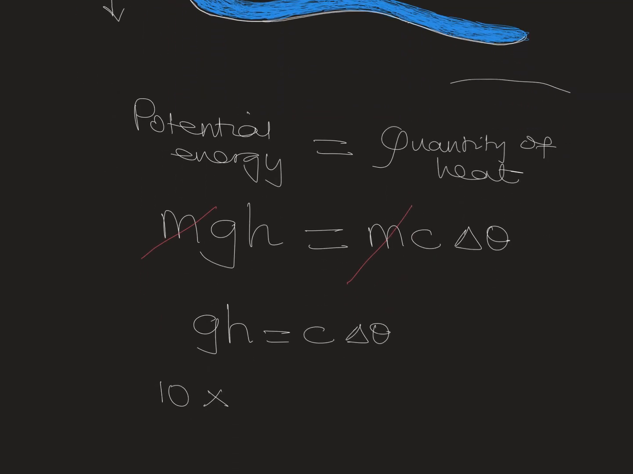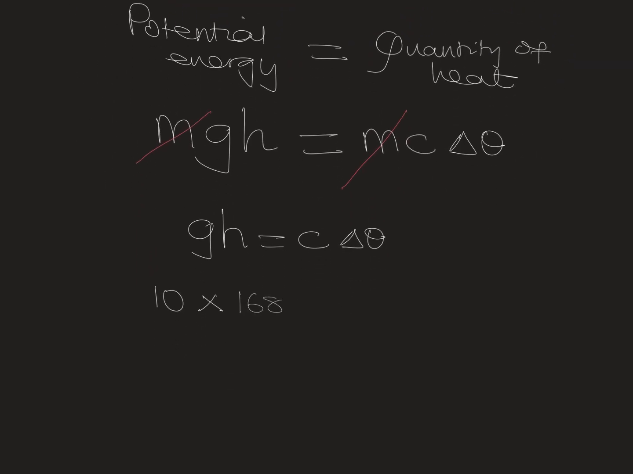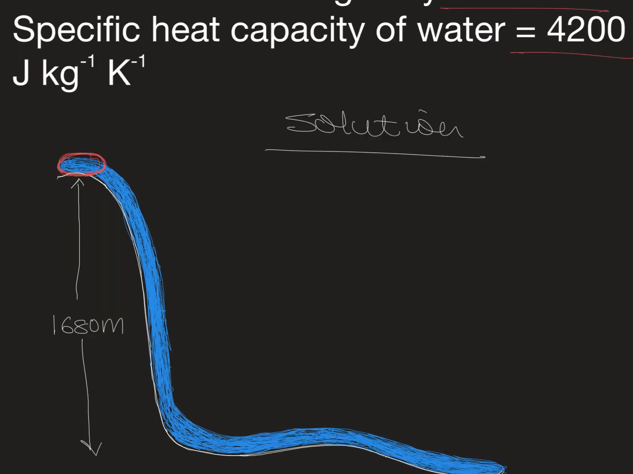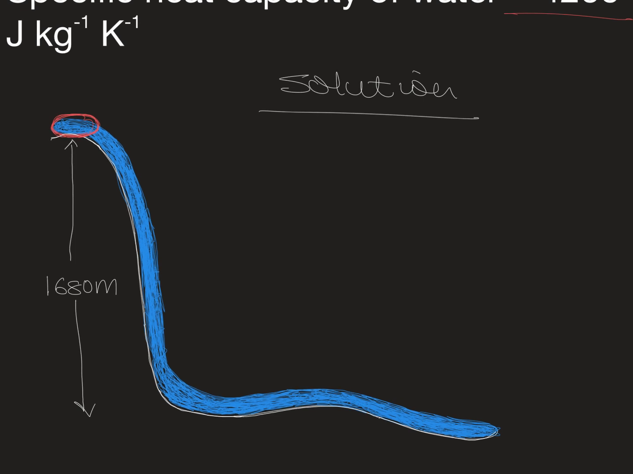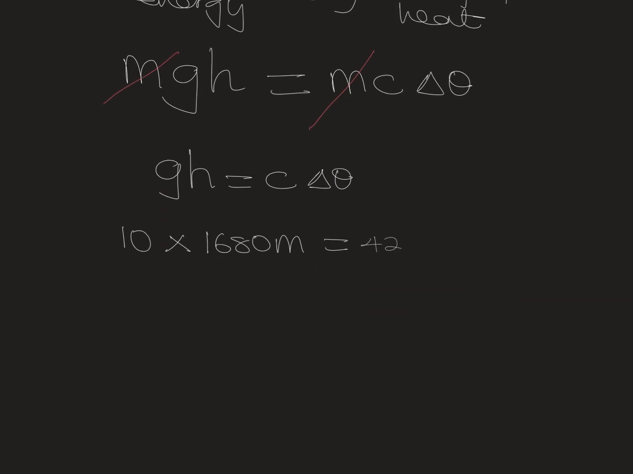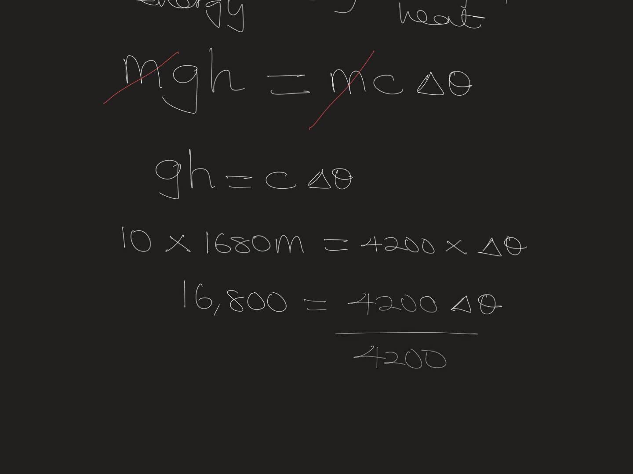So acceleration due to gravity is given as 10 meters per second squared multiplied by the height is 1680 meters. This is equal to the specific heat capacity is 4200 times delta theta. So 10 times 1680 is 16,800. This is equal to 4200 delta theta. To find delta theta, we divide both sides by 4200.